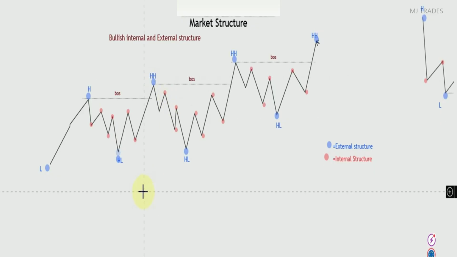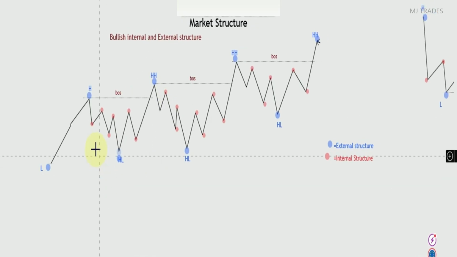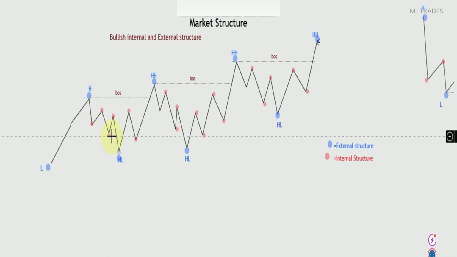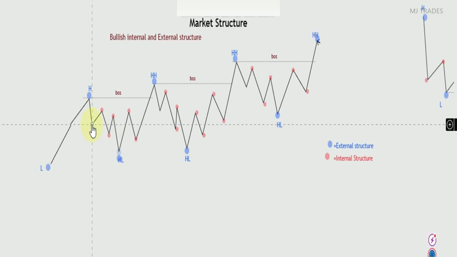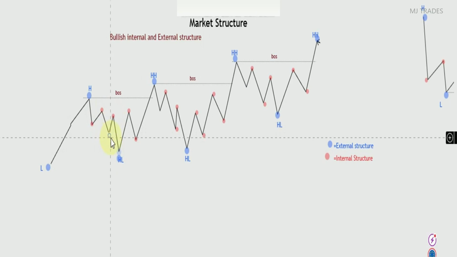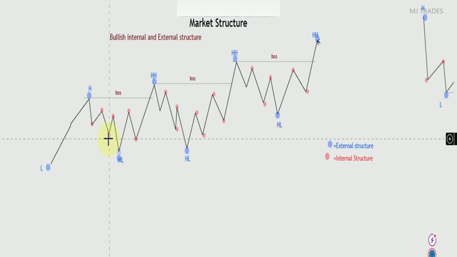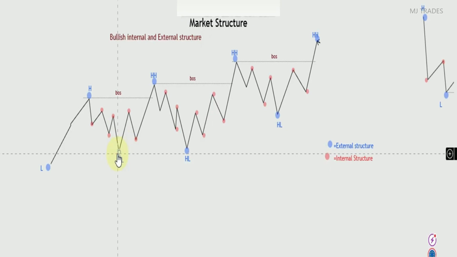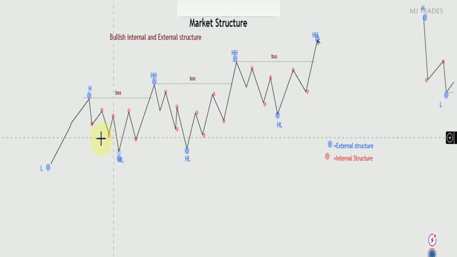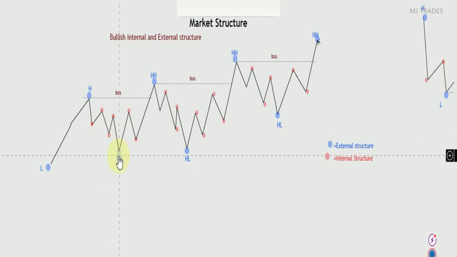So how do we now find out which one is the higher low? Is it this one, or this one, or this one? No, it's not this one, because there is still another low below this one. Is it this one? No, because there's still another low below this one. Is it this one? Yes.